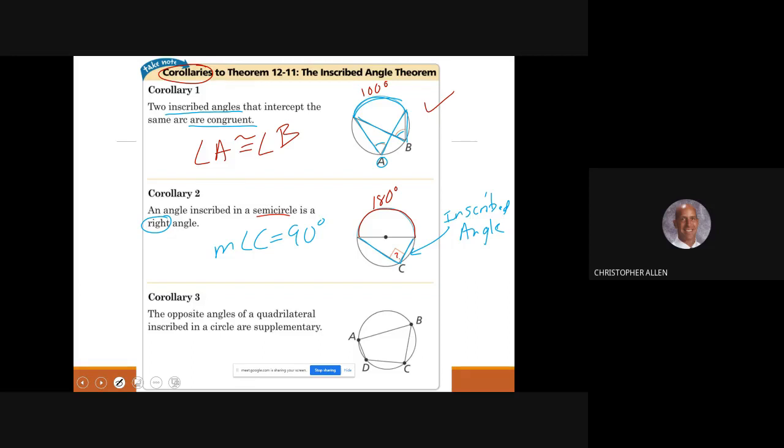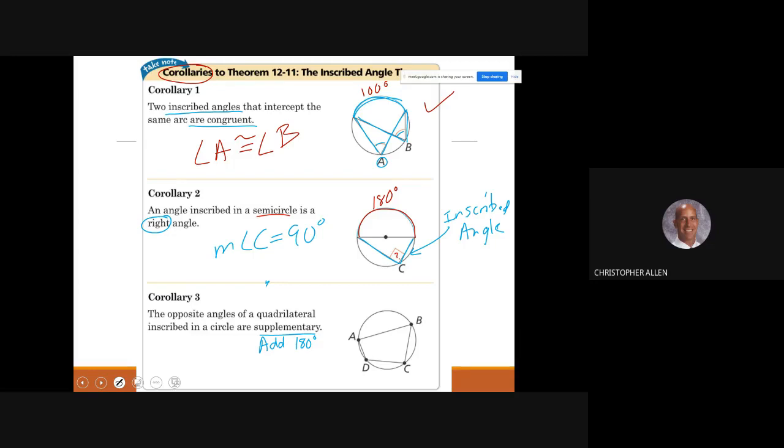Well, let me ask you this. Do you guys remember what the word supplementary means? What does supplementary mean? You guys remember? It's been a while since we've talked. That's exactly what it means. It means that they add to 180 degrees. It's been a long time. Do you remember what the word complementary means? Adds to 90. That's exactly right. Supplementary means adds to 180. Complementary means it adds to 90. In this case, it said supplementary, so it means 180.